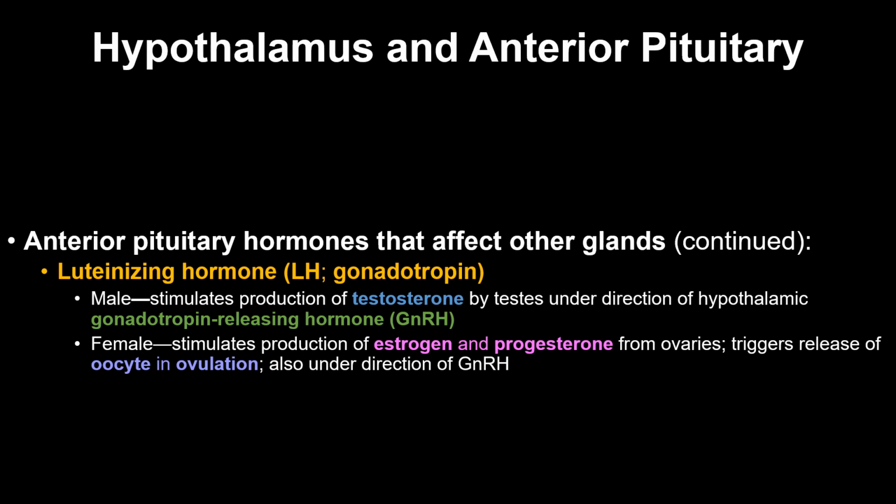In males, luteinizing hormone is going to stimulate production of the male hormone testosterone by cells of the testes, and then in females it produces female hormones called estrogens and progesterone, and it also triggers the release of an oocyte, an egg cell, in the process of ovulation.